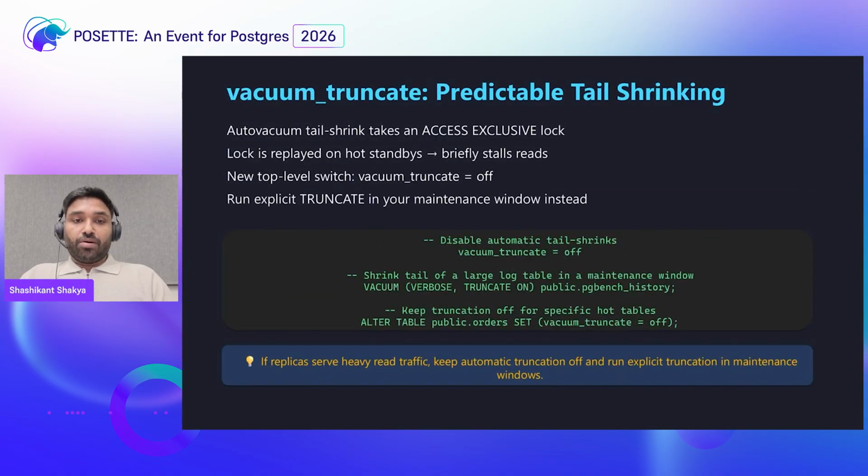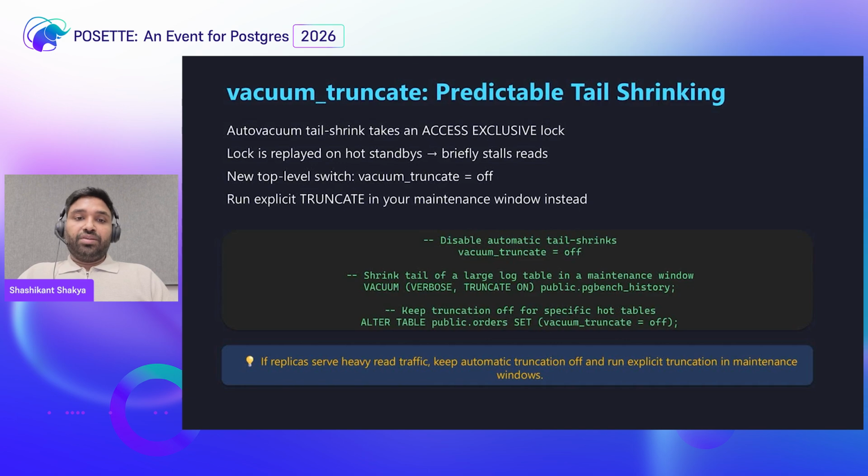Now we're going to talk about vacuum truncate. This is a global setting which is available in PG18. It makes vacuum tail shrinking predictable, and this is a feature needed for people who deal with read replica workloads.